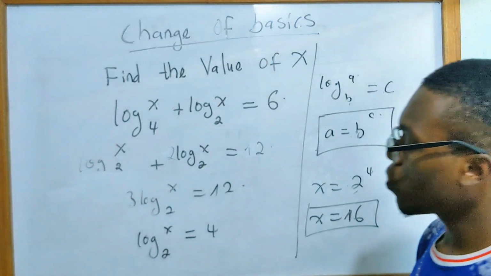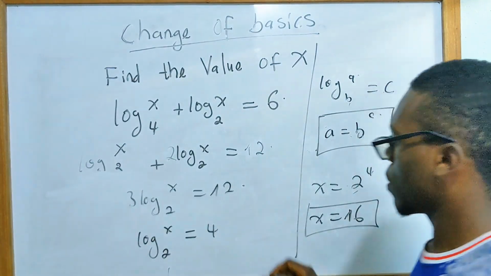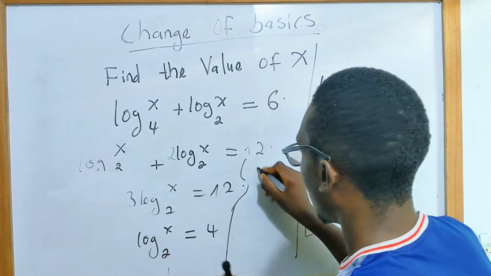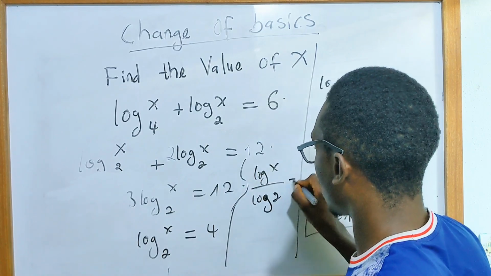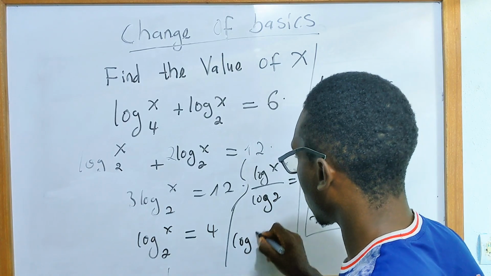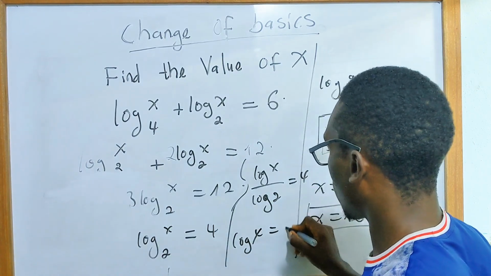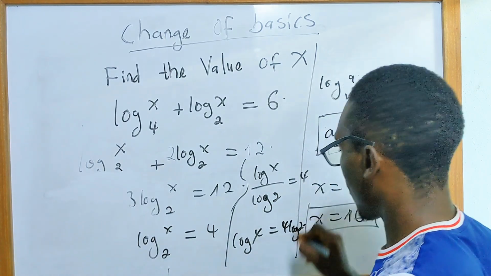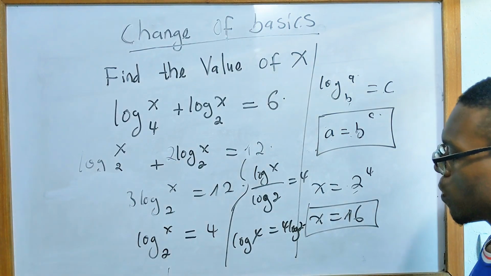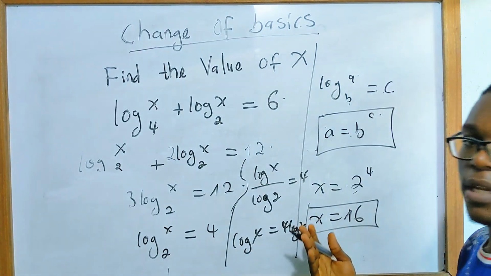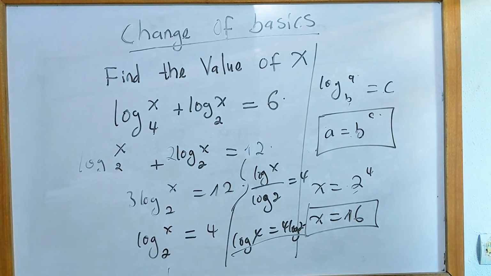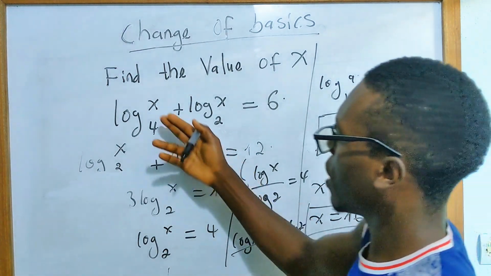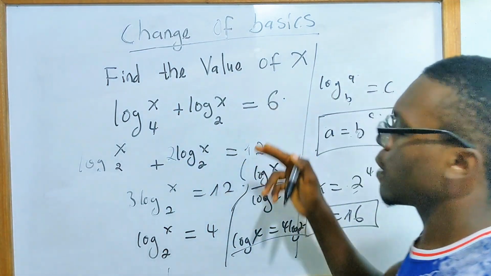On the other method, we can convert to base 10. We have log of x all over log of 2 equals 4. Hence log x equals 4 log 2. To have this log x equals 4 log 2, we can remove the log by using a 10. I will leave you to use this method and drop in a comment. But this is how the answer will look. Or else you can just plug the answer in here and see if it will give 6.